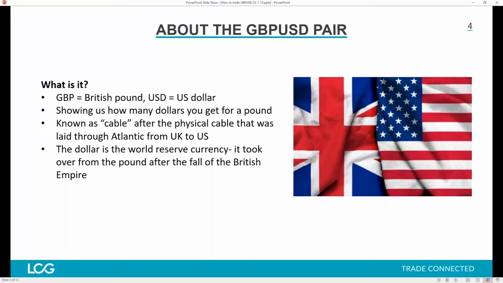And yeah, part of it is historical reasons. The dollar is the world reserve currency today, and hence the dollar is involved in 95+% of forex transactions. It basically took over from the British pound, which obviously fell from grace at the time of the fall of the British Empire.